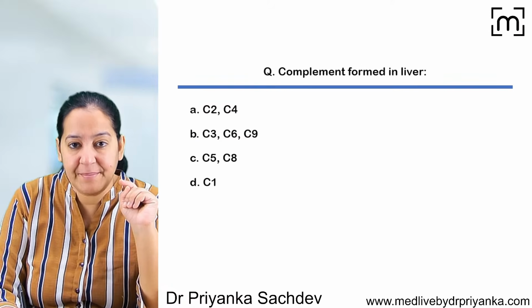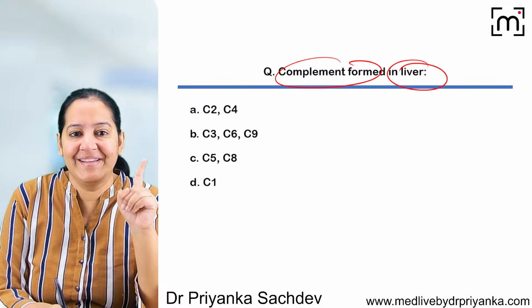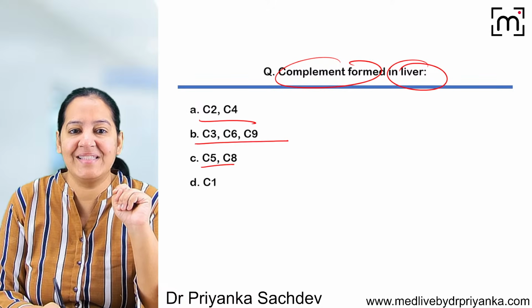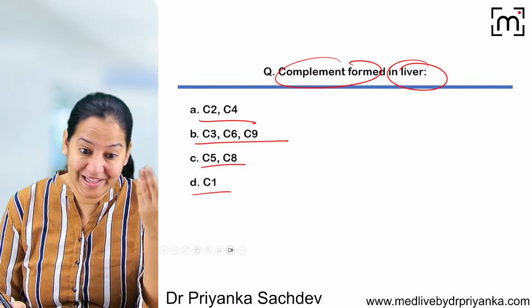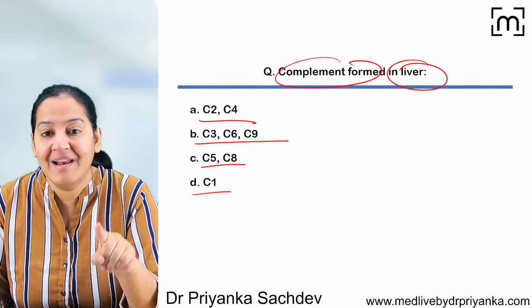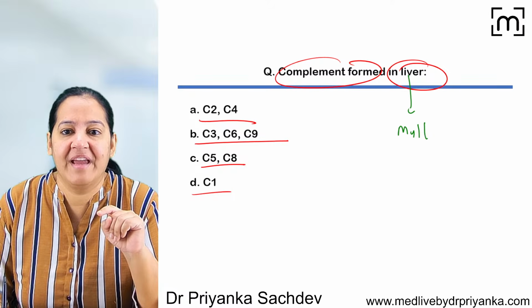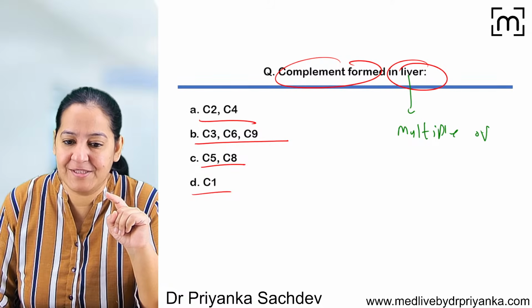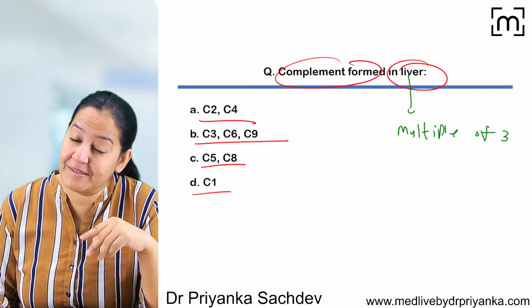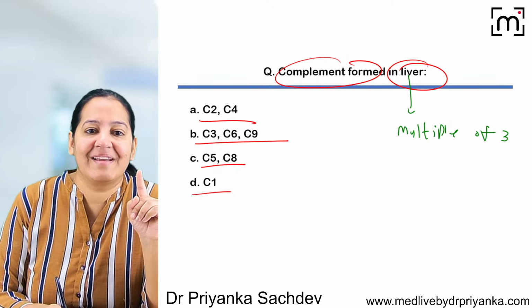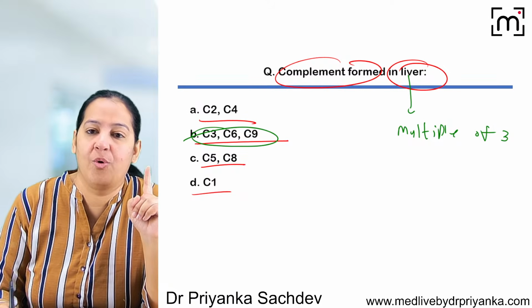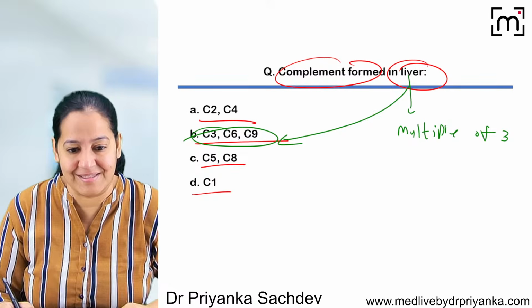The next question. Tell me the complement which is formed in the liver. Is it C2, C4, C3, C6, C9, C5, C8 or C1? You get confusing questions, so how do I learn? In the liver we get multiples of 3, and multiples of 2 are present in macrophage. So the correct answer here is C3, C6, C9. In the liver, multiples of 3 are synthesized.